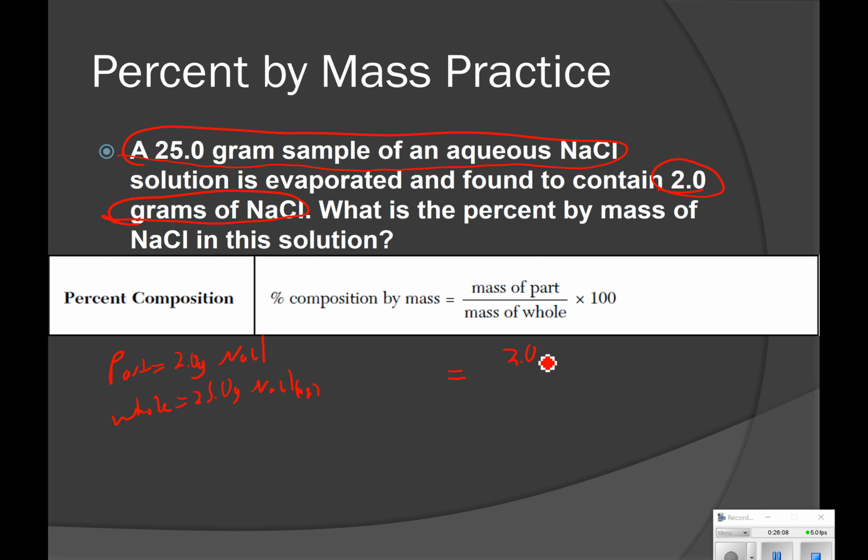So the part we have here is 2 grams over 25 grams times 100. And this is going to give us 8%. The percent composition by mass of 2 grams of sodium chloride in a 25-gram sample of sodium chloride solution is 8%. And if this was a percent by volume, this might say 25 milliliter sample and 2 milliliters of a solute or something like that. But we would treat them both the same way.